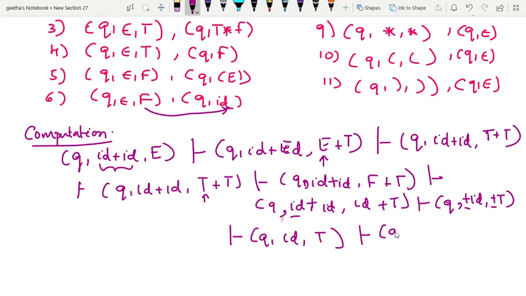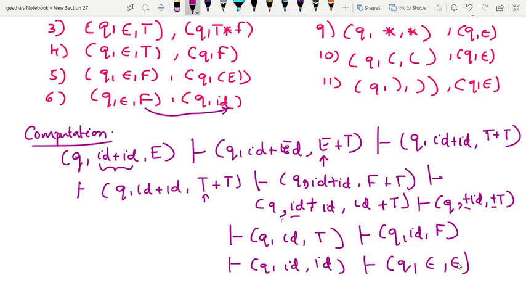Finally Q, comma, ID, comma, T. What's the better rule for T? There are two rules. Finally we want this portion to be converted to ID, so it's better to take the fourth rule. T will be replaced by F, then Q, comma, ID, comma, F, which now will be replaced by ID, because we want to get ID. We can see that ID and ID also will be matched finally: Q, comma, epsilon. So your input is also empty.